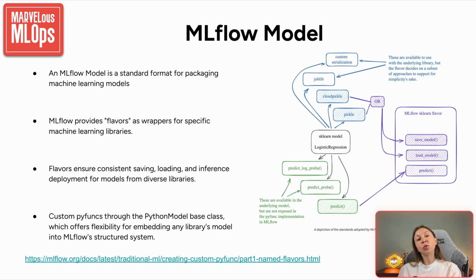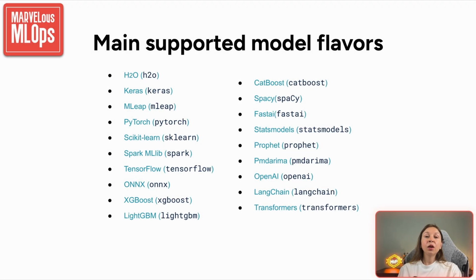MLflow model is a standard format for packaging machine learning models. It provides flavors as wrappers for specific machine learning libraries, which ensure consistent saving, loading, and inference deployment for models from diverse libraries. If you want to write some custom code, then you can use PyFunc, which uses the Python model base class. In this video, we will be going through both the scikit-learn model flavor and the PyFunc model flavor, and we'll look into MLflow model definition in detail. Overall, MLflow supports a lot of different model flavors: scikit-learn, Prophet, LightGBM, LangChain, OpenAI, and many more.